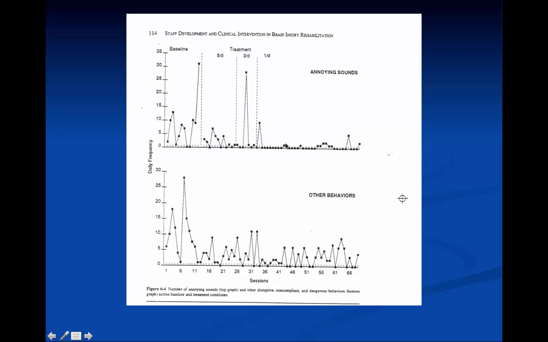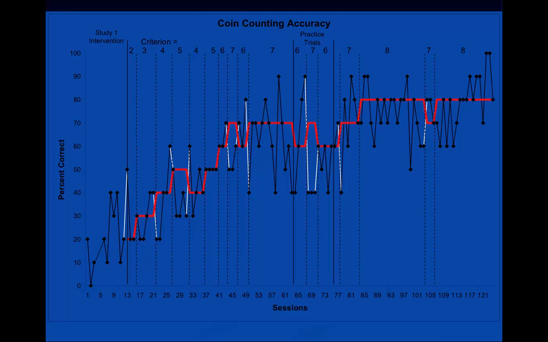Sometimes you may want to put a baseline back in periodically just to demonstrate that the behavior goes up again, to demonstrate control. But this is one of the reasons you're not going to see a lot of changing criterion designs, and I had to hunt to find some examples of changing criterion designs for us to read. Here's another example for coin counting that I have done in the past that are real data.